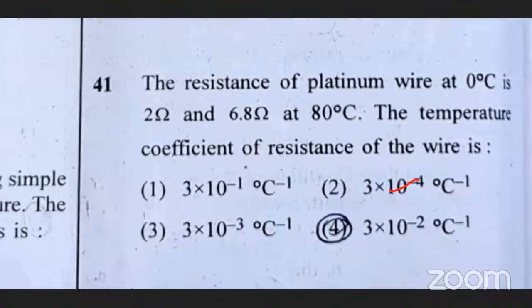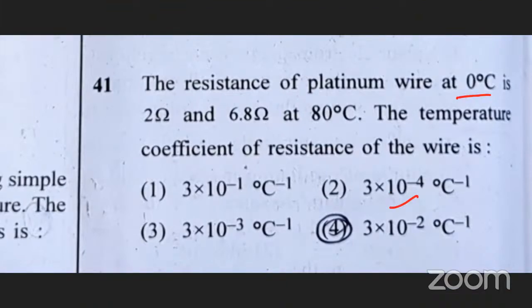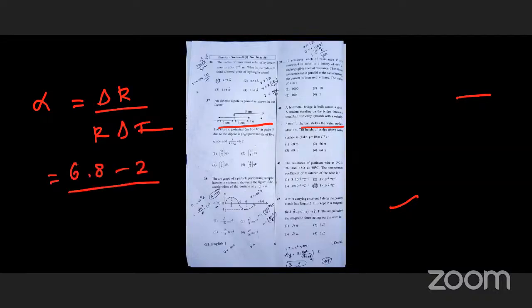Then the 41st question: the resistance of a platinum wire is given. At a temperature of 0 degrees Celsius, the platinum wire has a resistance of 2 ohm, and 6.8 ohm at 80 degrees Celsius. We need to find the temperature coefficient of resistance. For this, we have a formula: alpha is equal to del R by R into del T. Del R is the change in resistance, which is 6.8 minus 2, and 2 is the initial resistance. The change in temperature is 80 minus 0.